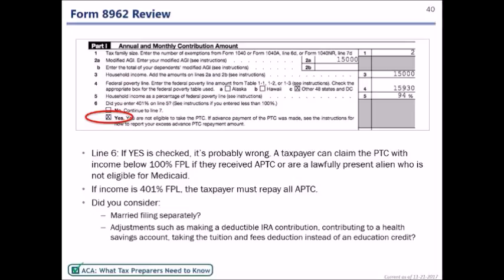But also, if someone does have income over 400% of the poverty line, sometimes you can consider some other things. If it's a married couple, have they considered filing separately? Yes, they would be ineligible for the premium tax credit, but they would also get a repayment cap, which they don't have if they have income over 400% of the poverty line. There are a lot of downsides to filing separately, which you need to account for, but consider whether it's worth it financially for them. You can also consider adjustments, such as making a deductible IRA contribution, contributing to a health savings account, or taking the tuition and fees deduction instead of an education credit.